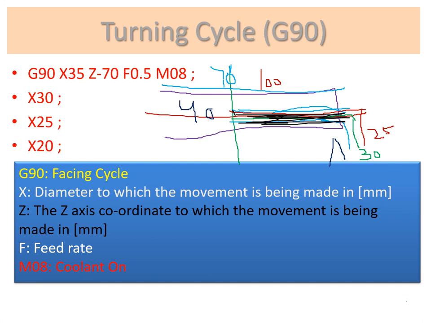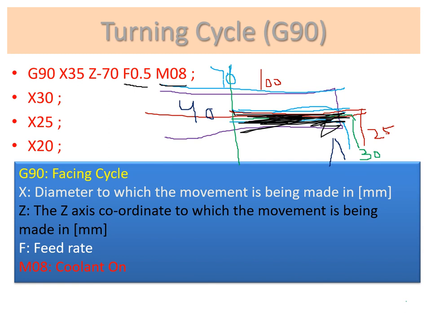This all part will be cut off. Our workpiece will now be 20 mm in diameter up to 70 mm length. Now after X35 and Z70, this F0.5, this is the feed rate, and M08, this is for coolant on.